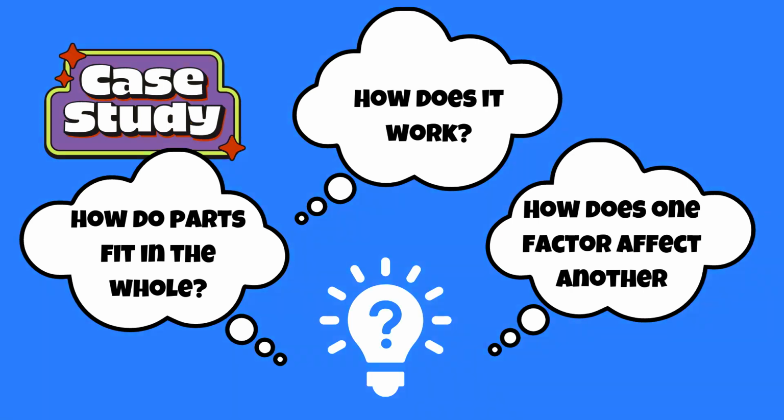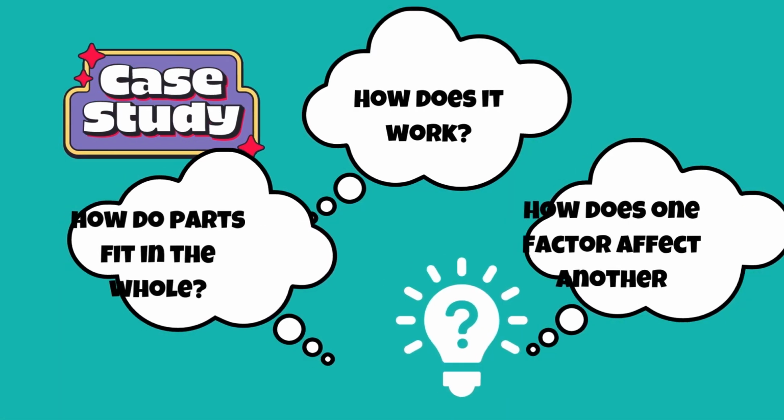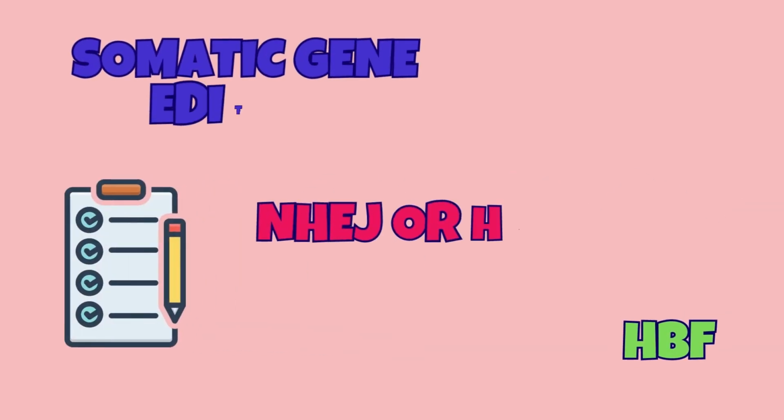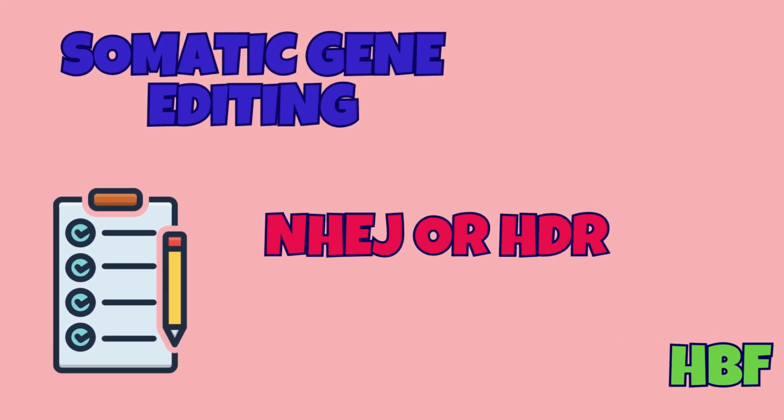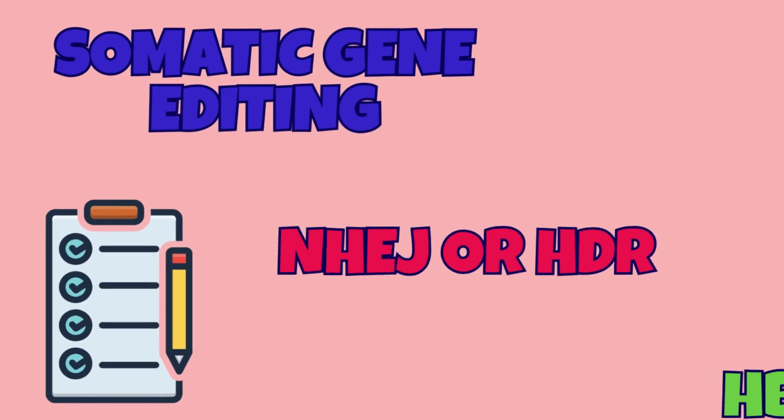Number 2, how does it work in theory and practice? Number 3, how does one factor affect another? Number 4, how do parts fit in the whole? In the example of beta thalassemia, you could focus on these how questions. For example, how does gene editing work? The principle of gene editing and how somatic gene editing is performed.